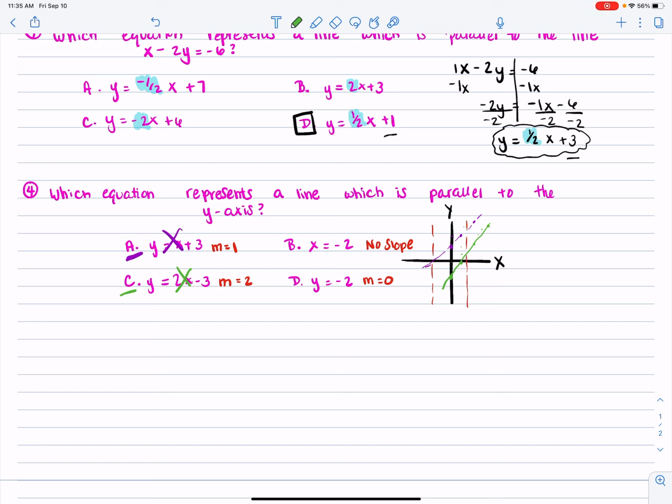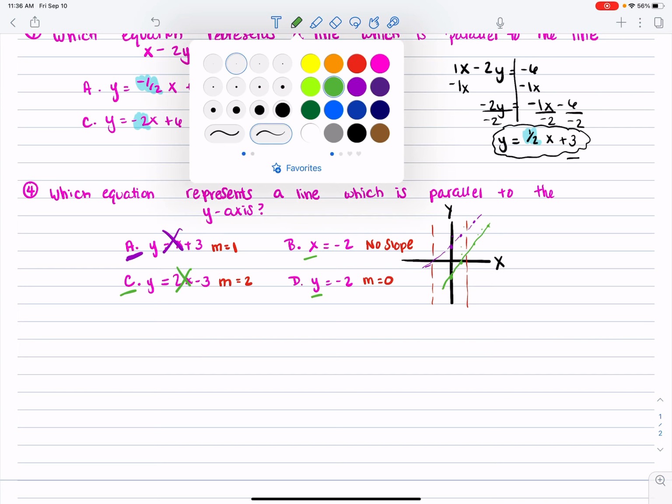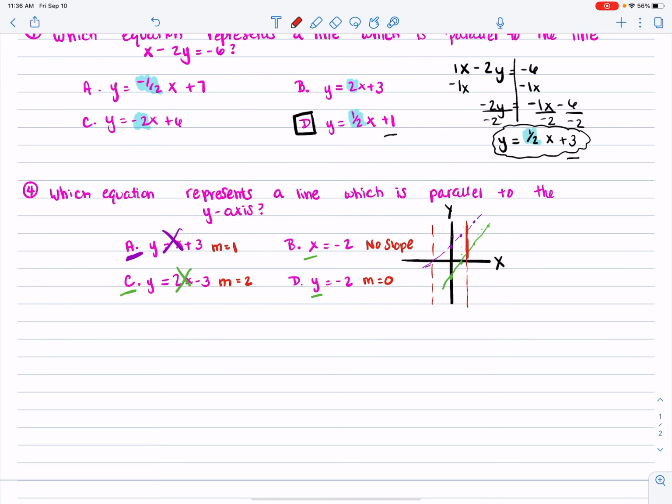Now B and D are kind of odd. If you look at B and D, you notice that B has only an x and D has only a y. If you have an equation that only has one letter, that means that the line you draw will only touch that axis. So when I was drawing possible parallel lines, the only axis these lines touch is the x-axis. So I know that B, x equals, is the only way that I get a vertical line.